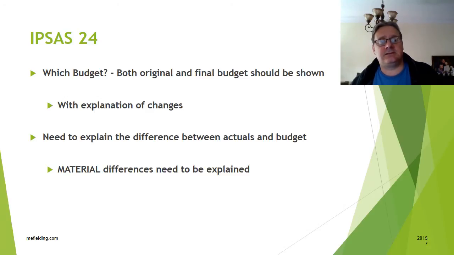Then it says the need to explain the difference between actuals and budgets. And this is going to be horrendously difficult. Almost every country in the world outside of Europe has a cash budgeting system. So you're going to have to explain the difference. Your starting point will be the difference between your cash and your budget, and then going on and making other changes as well will be very, very difficult. This is a really, really difficult standard in real life.